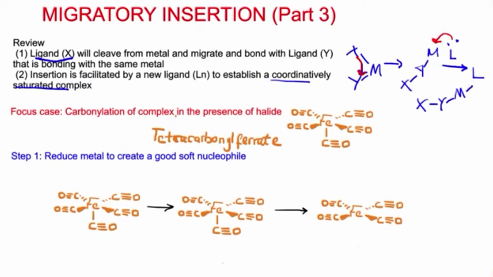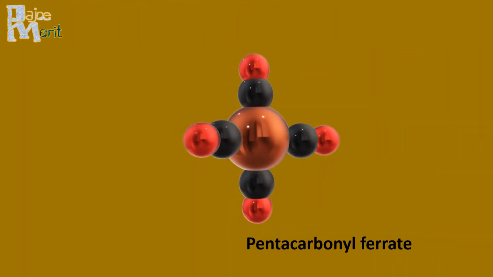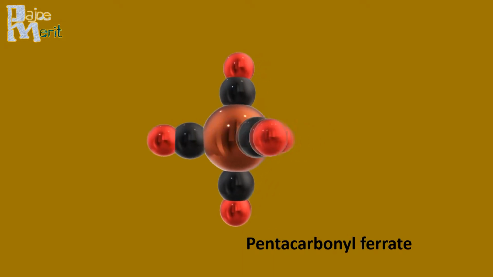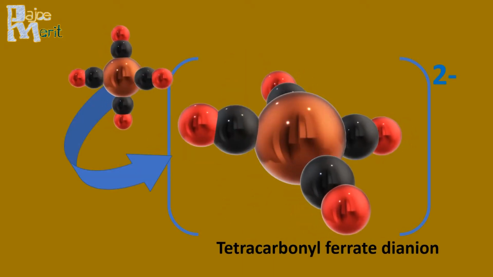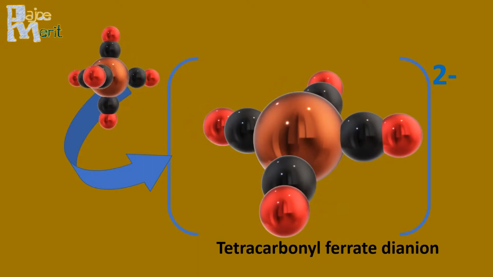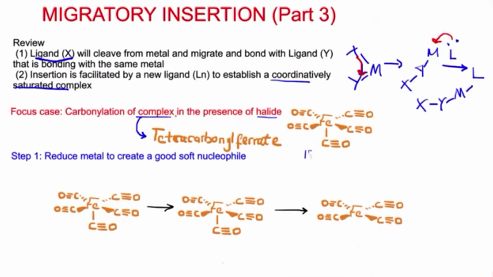Now, bearing that in mind, for migratory insertion, we'll see another application of this in the creation of specific compounds, like for example a ketone. Now we have this complex which will undergo a carbonylation in the presence of a halide. The complex we'll focus on is a catalyst called tetracarbonyl ferrate, and this has an 18 electron count for the complex in total.